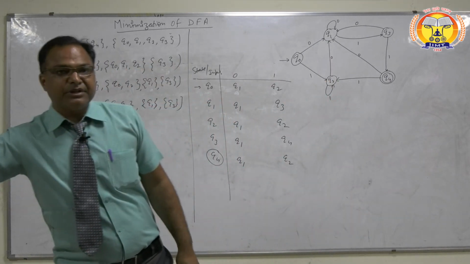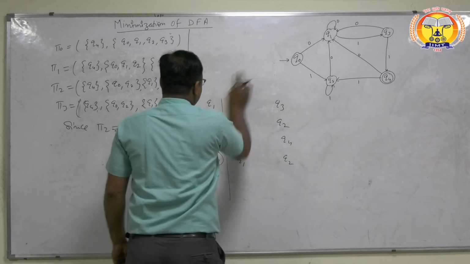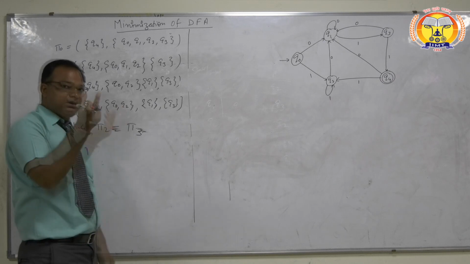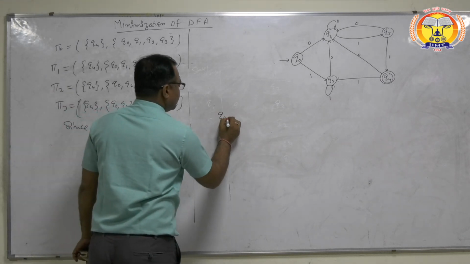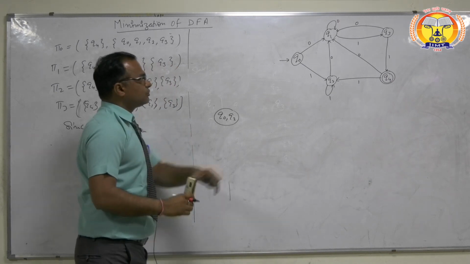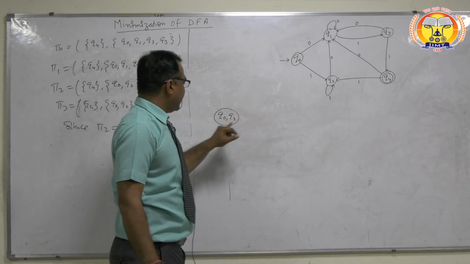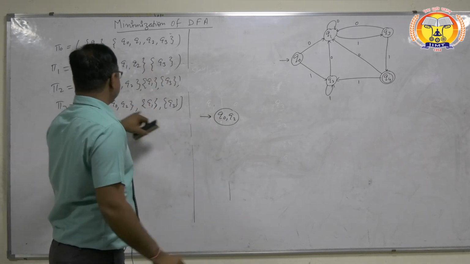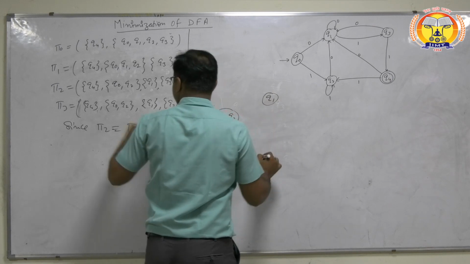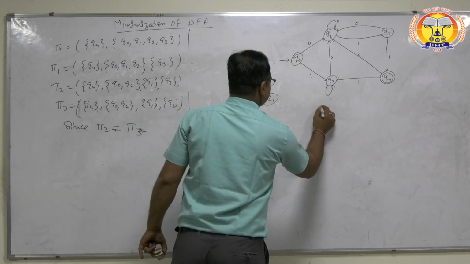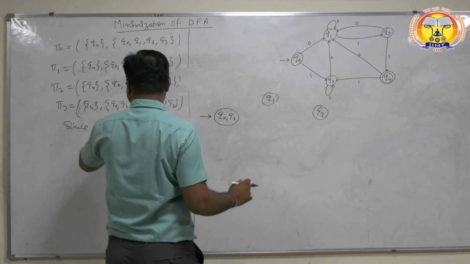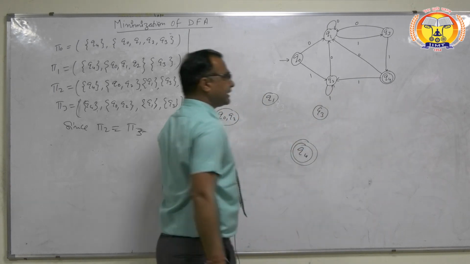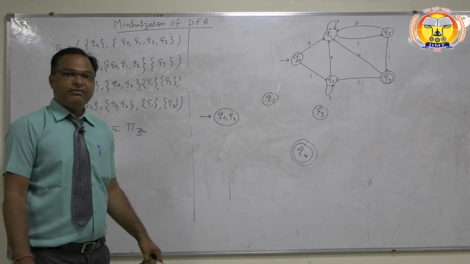So finally, after minimization of the DFA, what DFA did we get? We have Q0 and Q2, the states which can be combined. Since Q0 is the initial state in the given DFA, this will also become the initial state. Next state is Q1, then Q0 and Q2 combined, then Q3 and Q4. And Q4 is the final state in the given DFA, that's why it will also become the final state.